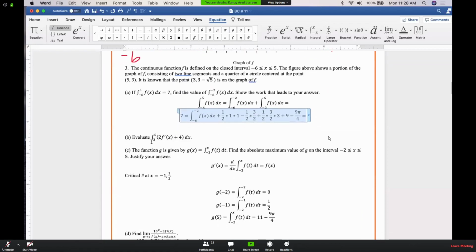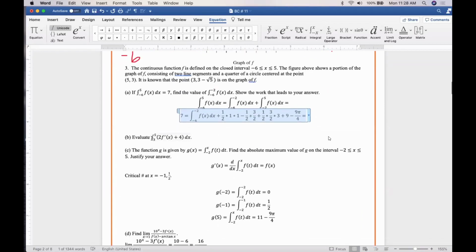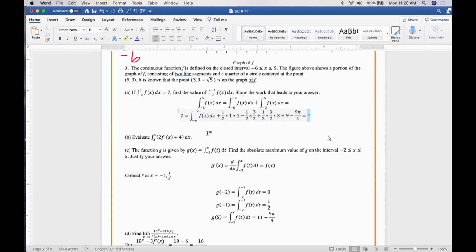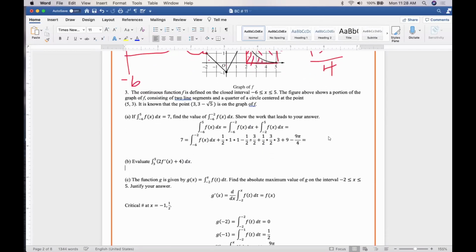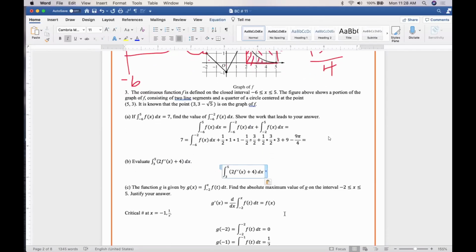Okay, next part. Evaluate this integral. Again, the whole question here is based on the knowledge of what the integral means. So how can I find an integral for stuff here that I don't know? I can separate this. If there's a plus there, I can separate it into multiple integrals.